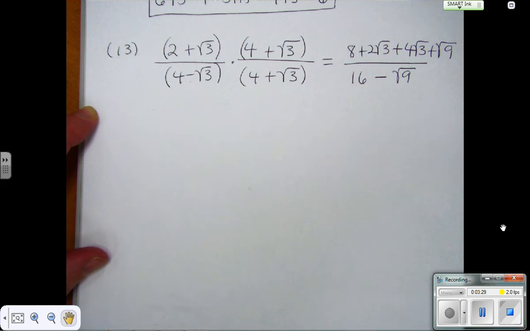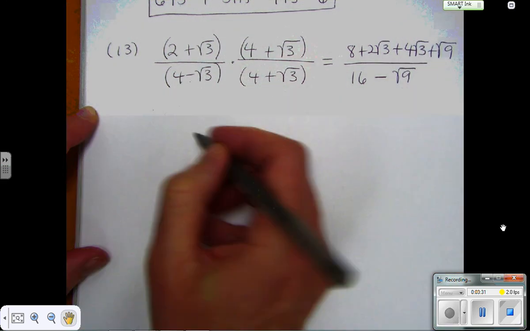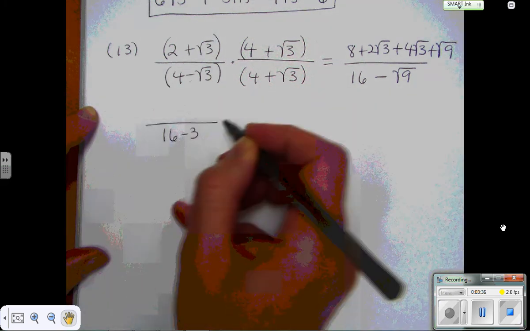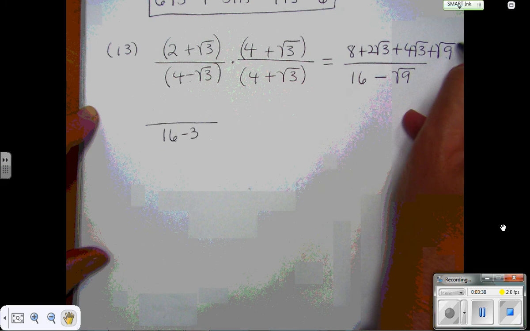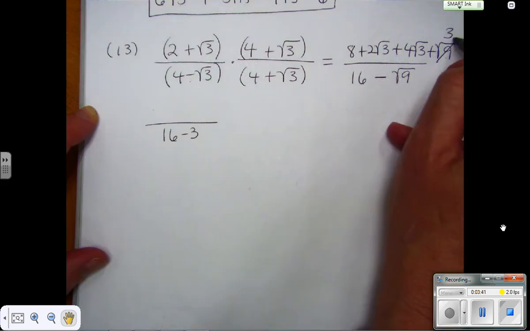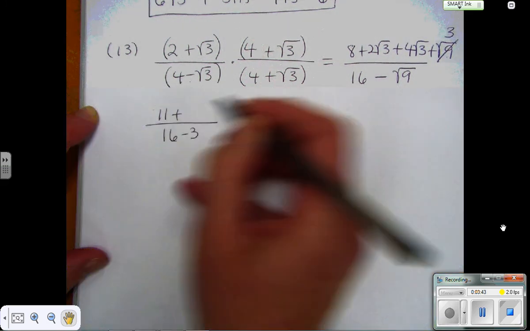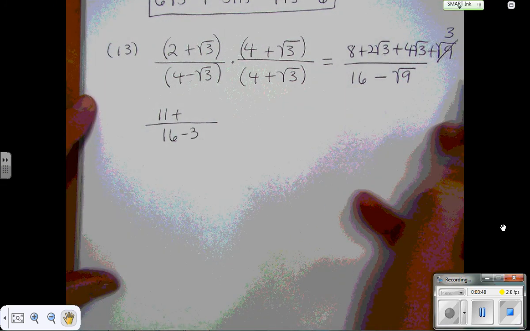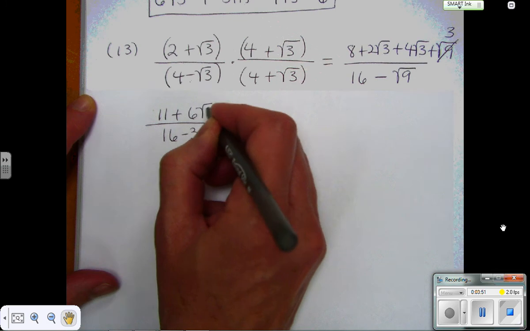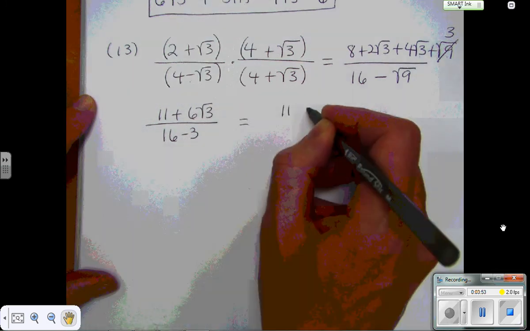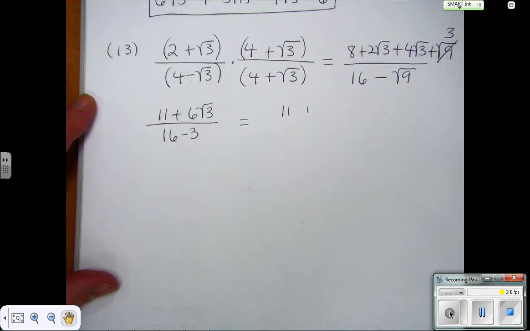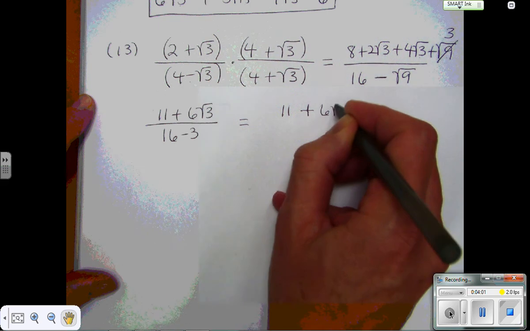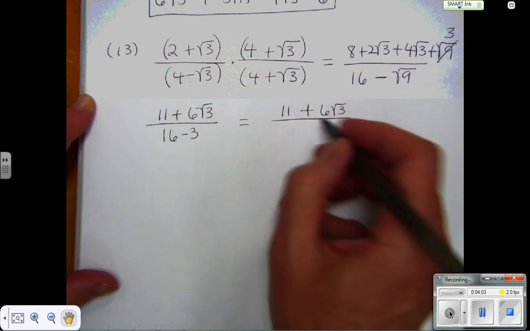Okay, the square root of 9 is 3. So my denominator is 16 minus 3. And then again, radical 9 is going to be 3, so 8 plus 3 is 11. And I can add my radicals because they have the same radicand and the same index, and that's going to be 6 radical 3. So let's get the final answer here, 11. That bell startled me. So 11 plus 6 radical 3 all over 13. And that's going to be the final answer.